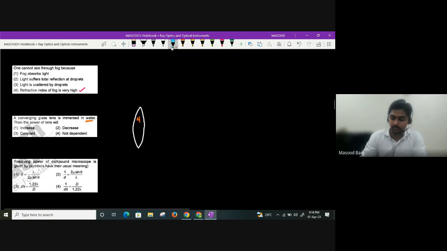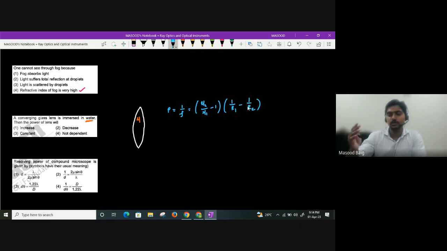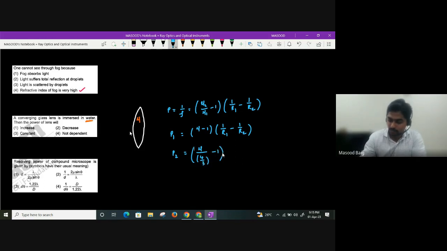Lens maker formula: power of the lens is 1 by focal length, which is (mu2 by mu1 minus 1) into (1 by R1 minus 1 by R2). Whatever R1 and R2 are, let us keep them aside as of now. In the first case, when the surrounding medium is vacuum, I'll get power P1 as (mu divided by 1 minus 1) into (1 by R1 minus 1 by R2). Second case, P2: the surrounding medium is now water, so I'll get (mu divided by 4 by 3 minus 1) into (1 by R1 minus 1 by R2).